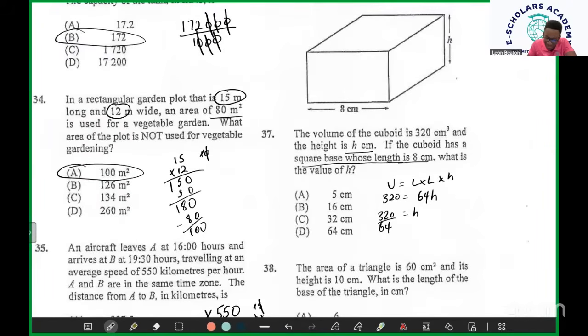So this answer is 5, A, right? But let me do the check. Yeah, 5, right? Common sense tells us it's 5. 64 and 64 is 128 something, 5.